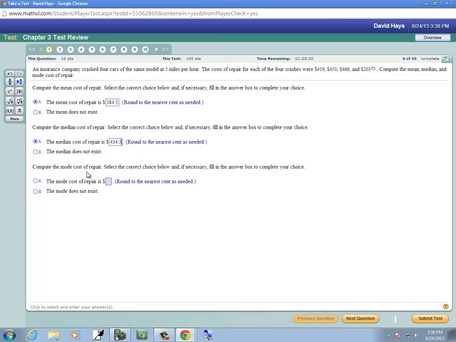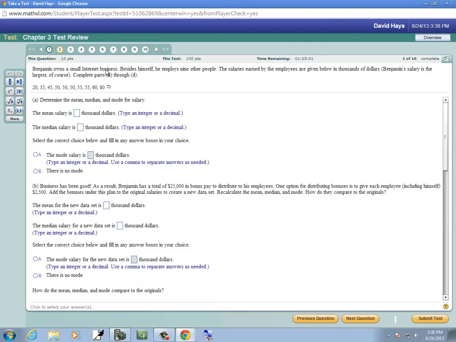And compute the mode. Now mode is the number that occurs the most often. It has to at least occur twice. I see you got 419, 450, 466, 203. None of them repeat, so the mode does not exist. So I choose that. And then I'll click next question.